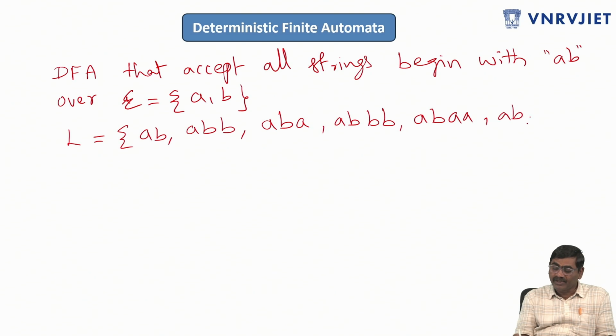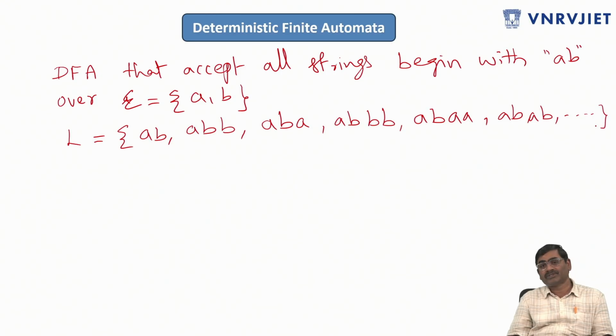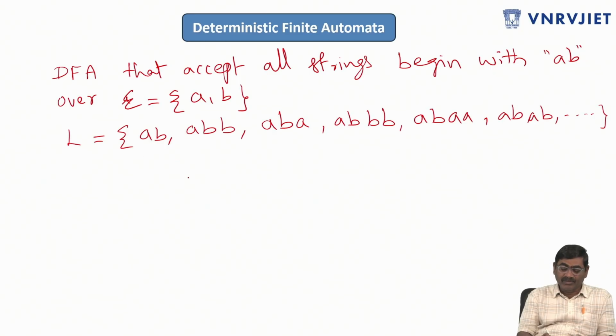It should begin with AB, it may contain any number of A's and B's in combination, and these are all the infinite number of strings that are included in this language L. Now let us begin with the string of minimum length, that is AB. To construct that string, we need to take a set of finite states. The number of states required is the minimum string length plus 1, that is 3.